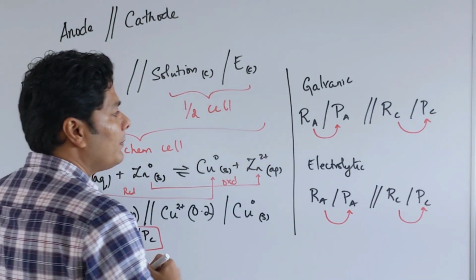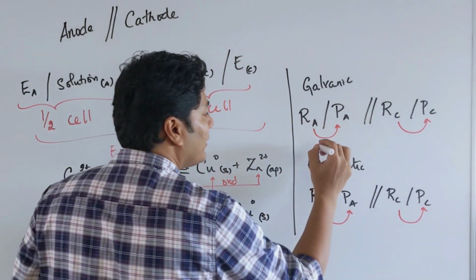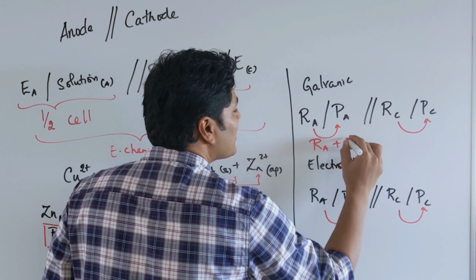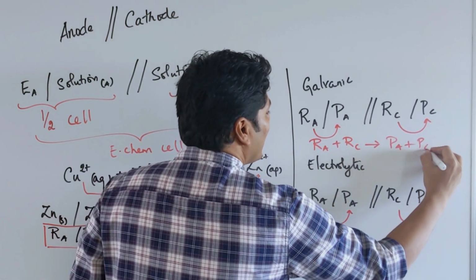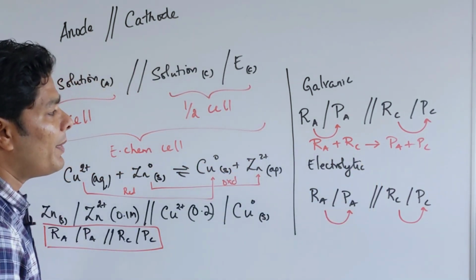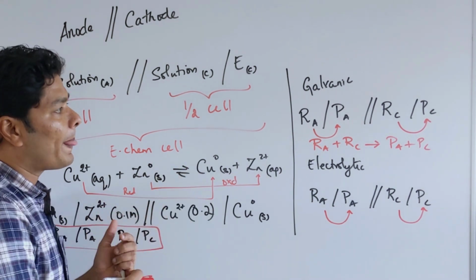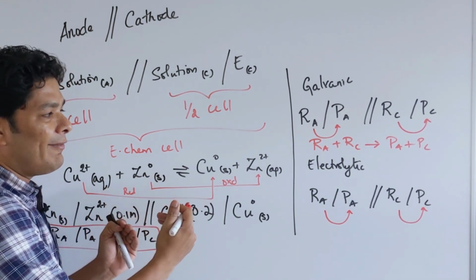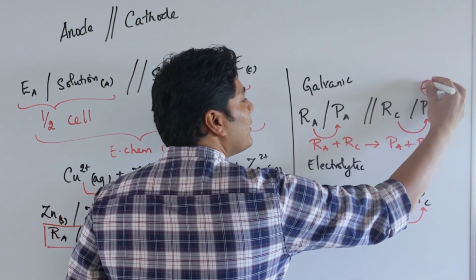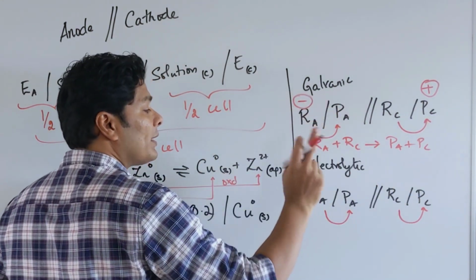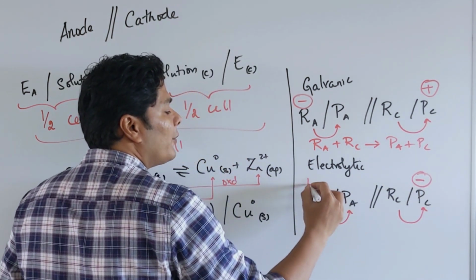The reaction is between this and this. So if you want we can write it, reactant anode plus reactant cathode gives you product anode plus product cathode. The same goes here. But the fundamental difference between them is, we saw in our preliminary explanation, for a galvanic cell my cathode is positive. So sometimes in cell notation the sign is given. So this is positive, this is negative. Whereas in an electrolytic cell, the cathode is negative, anode is positive.